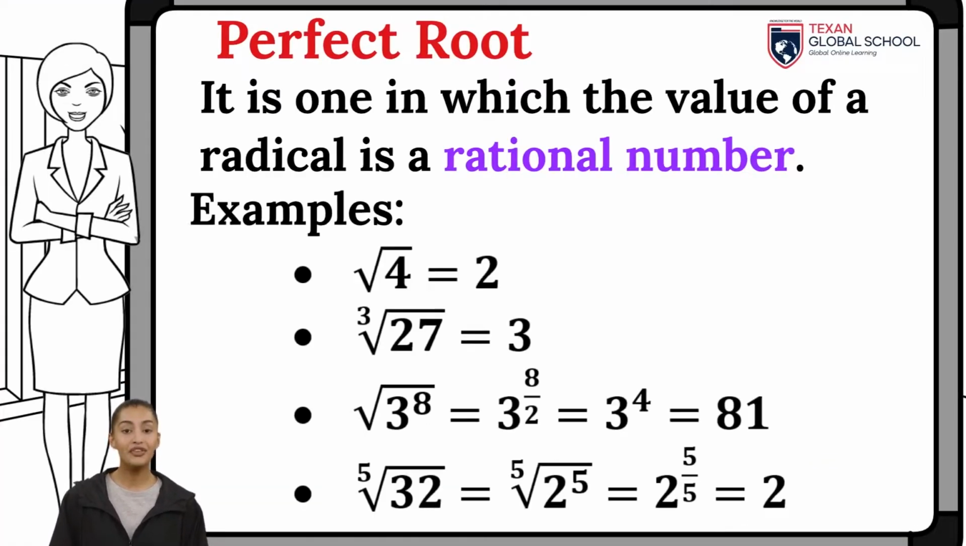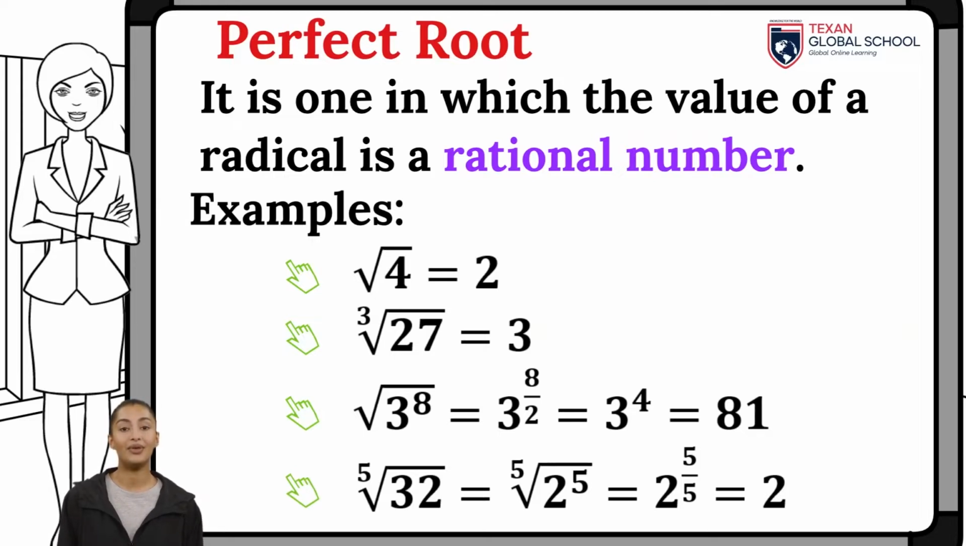Now, a perfect root is one in which the value of a radical is a rational number. For example, the square root of 4 equals 2, since 2 times 2 is 4. The cube root of 27 is 3, since 3 times 3 times 3 is 27. The square root of 3 to the 8th power simplifies, using laws of radicals, as 3 to the 4th power, which is equal to 81.